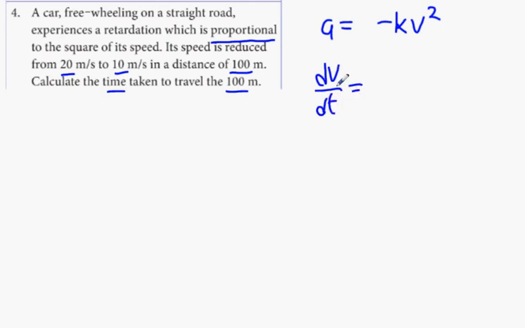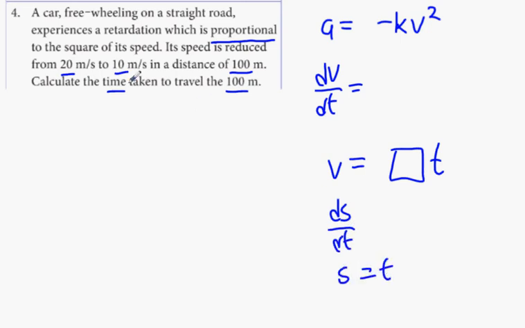Yeah, I'll go for the v dt first, okay? And then I can go the v dt route, and once I'm done with this question, I'll get v in terms of t, and then I can always go the ds dt route after that and get s in terms of t. So I should be able to find the time taken to travel the 100 meters using that route.